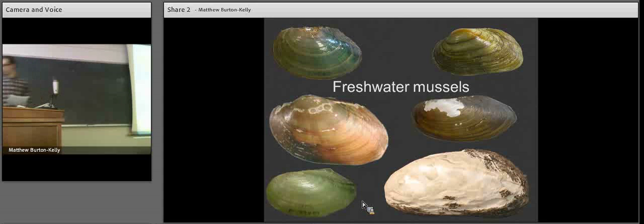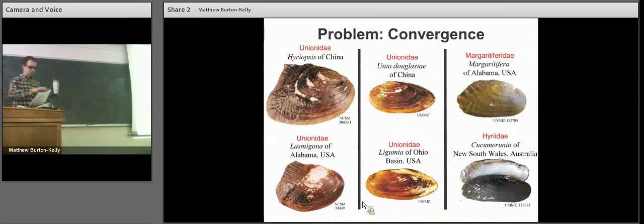The problem with freshwater mussels in general is that they have convergent morphology. This is due to the plastic phenotype of freshwater mussels. So populations that are in similar environments develop similar morphologies. In addition to convergence among living taxa, like you can see here, living taxa from China and Alabama, the populations develop these similar wing forms and so on across there. There can also be convergence among taxa that are separated by geologic time.